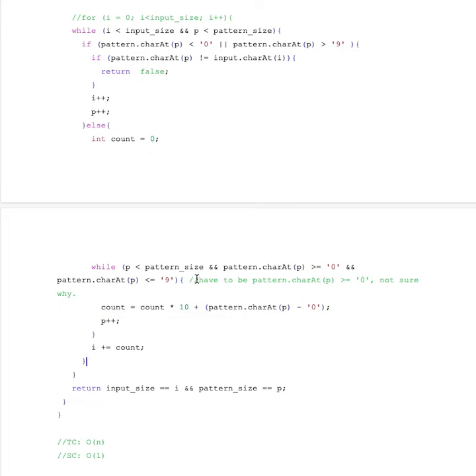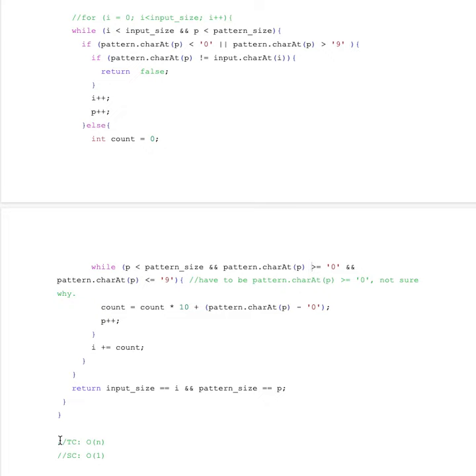Here I made a mistake. The mistake is I didn't put the equal sign before, and then it gave me the wrong solution. I was thinking the pattern char at P is bigger than 0, because if it's 0 it doesn't mean anything. So I was thinking to do from 1 to 9, but it seems like if I don't use the equal sign it will be something wrong. But I don't know why.